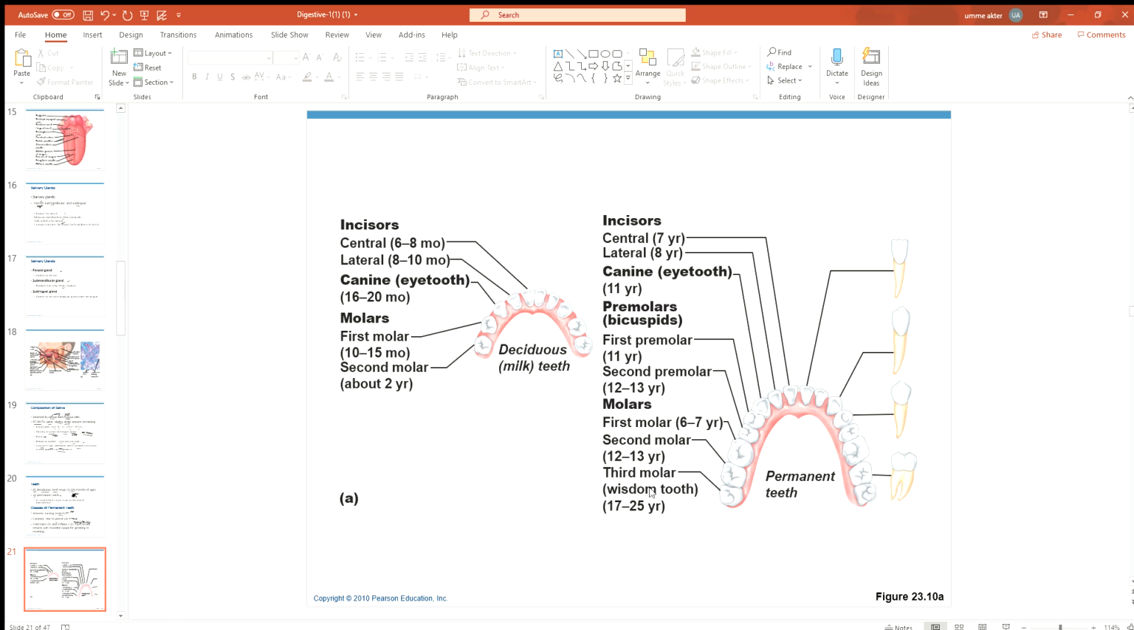So these are permanent teeth. Each row, each arch has 16, right? So in each half of the arch you have 2 incisors, 1 canine, then 2 premolars and 3 molars. Okay, 2, 1, 2, 3. So total 8, and this side 8, 16 in each arch.